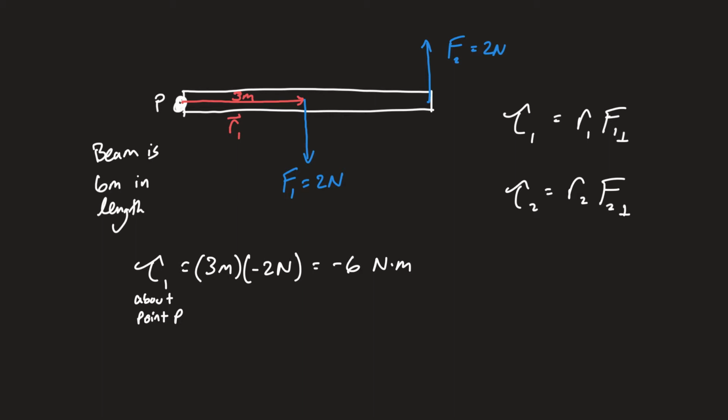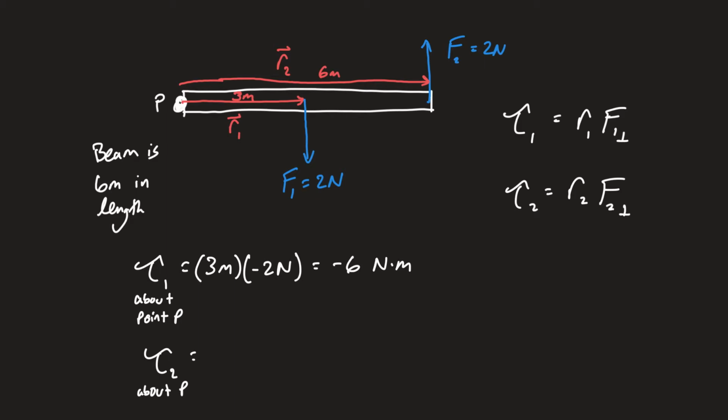Either way will work here. But there you go. And then for the other one, torque 2 about P. We're going to do the same thing. I'm going to have to draw up a little bit. So you want to start your drawing right at the point. Oops, not drawing a very good straight line. But there you go. There's R2, and that's 6 meters.